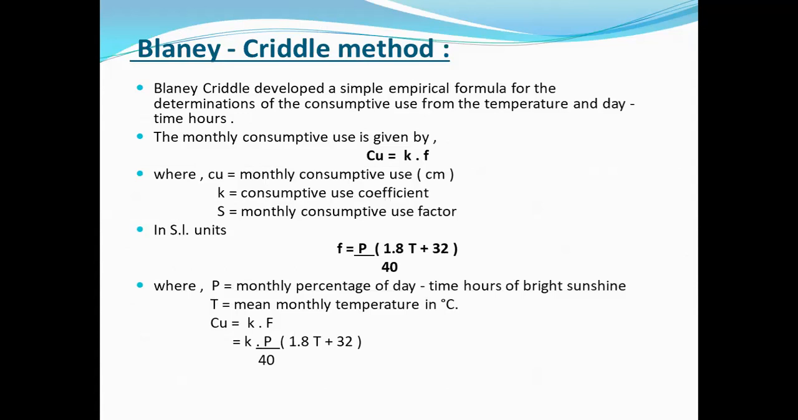In SI units, the monthly consumptive use factor F is equal to P divided by 40, multiplied by (1.8 T plus 32), where P is the monthly percentage of daytime hours of bright sunshine and T is the mean monthly temperature in degrees Celsius. Cu equals K into F, so we put this use factor in the equation: Cu equals K multiplied by P multiplied by (1.8 T plus 32) divided by 40.